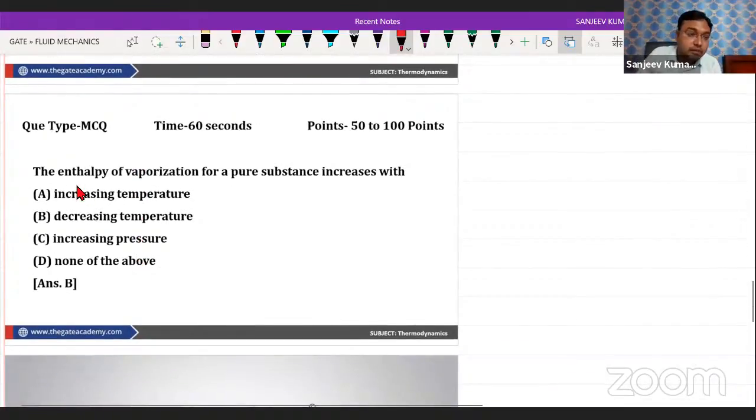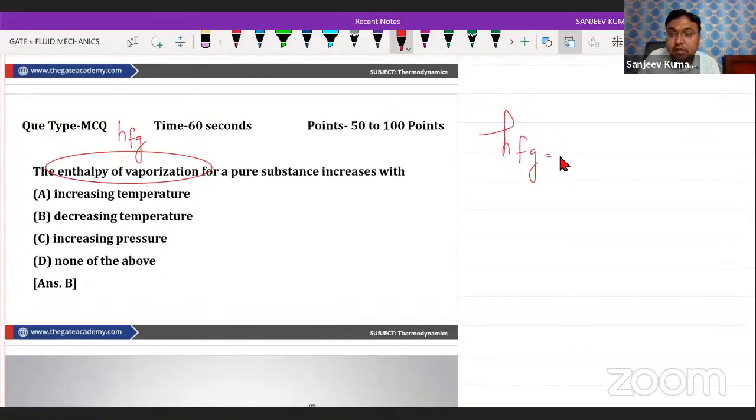Last question. Very important and easy question. The enthalpy of evaporation. So how to write this enthalpy of evaporation? It is hfg. Correct? And hfg is equal to hg minus hf. Correct? What is the unit, sir? Unit will be joule or kilojoule per kg.